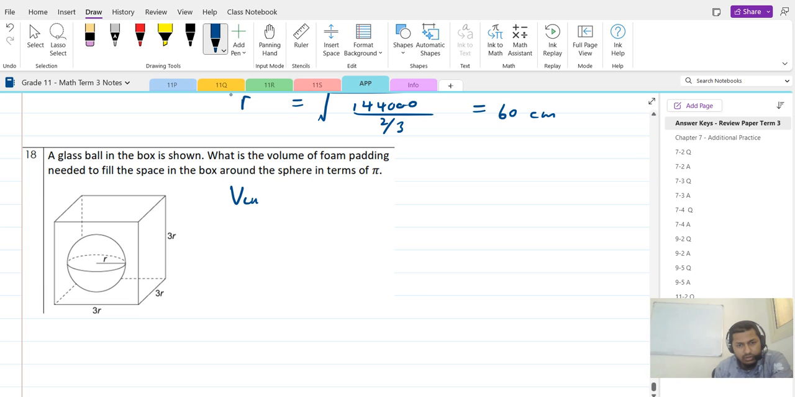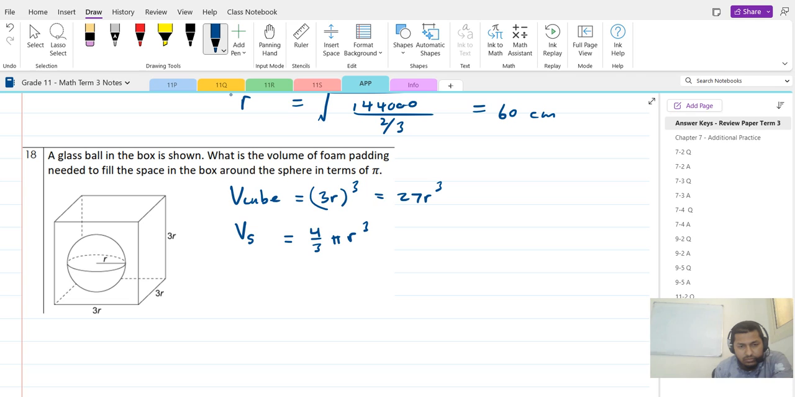So what's the volume of the cube? Volume of the cube is 3r all cubed, which is 27r cubed. And volume of the sphere is 4 over 3 pi r cubed. That's it, 4 over 3 pi r cubed.